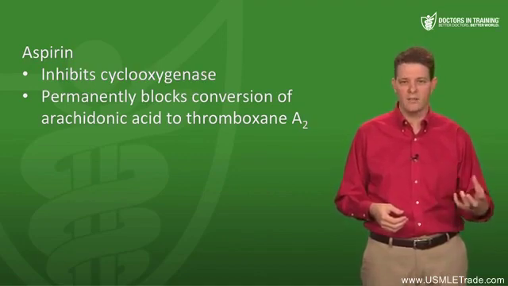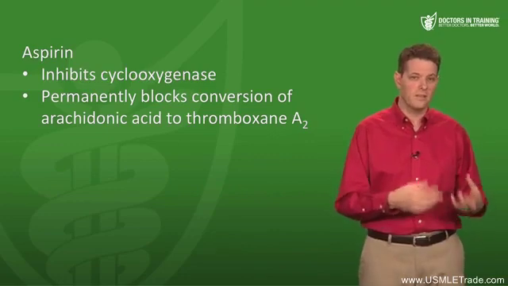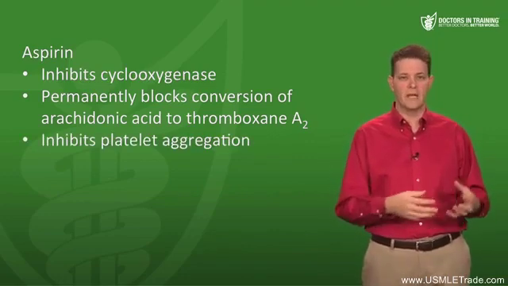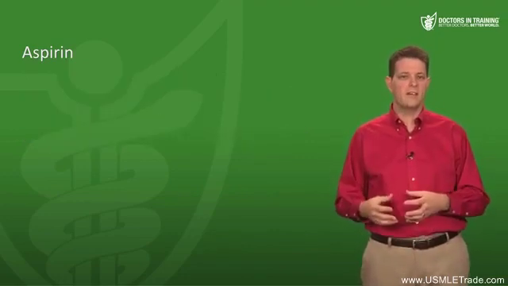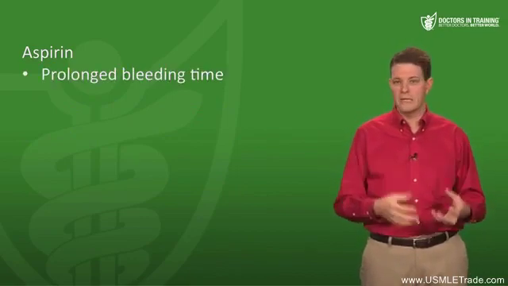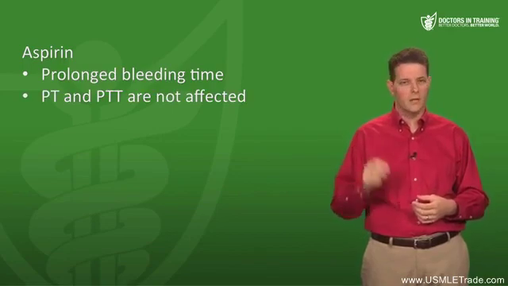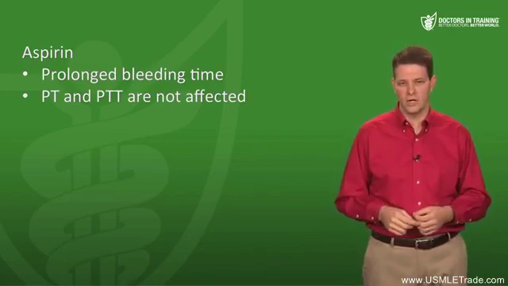It's thromboxane. It stimulates thrombosis. So if you inhibit thromboxane synthesis, you're going to inhibit platelet aggregation. Now, since aspirin affects platelet function, a patient on aspirin will have a prolonged bleeding time, but PT and PTT are not affected. Lock that in. Bleeding time measures platelet function.